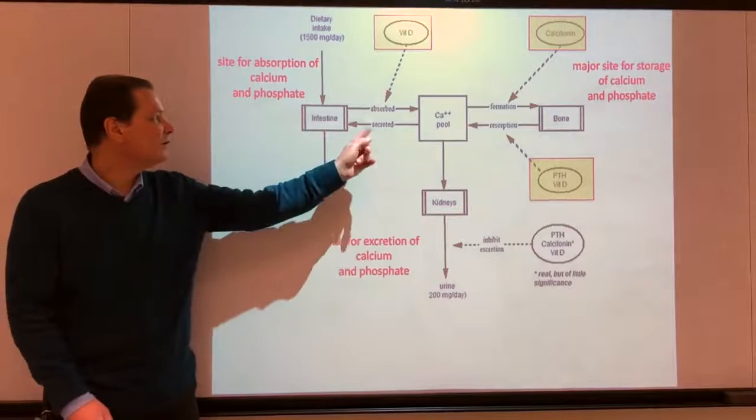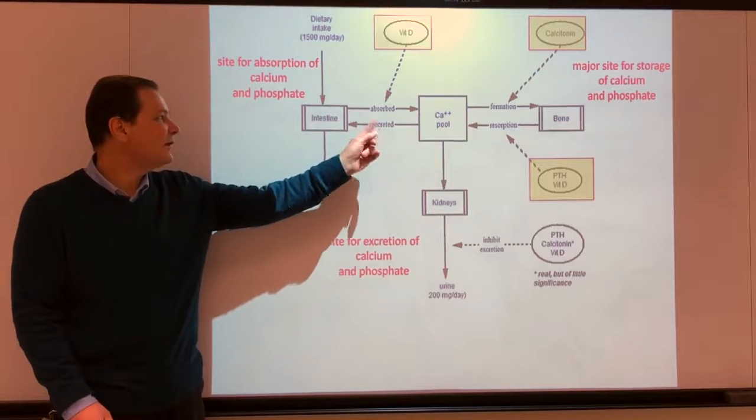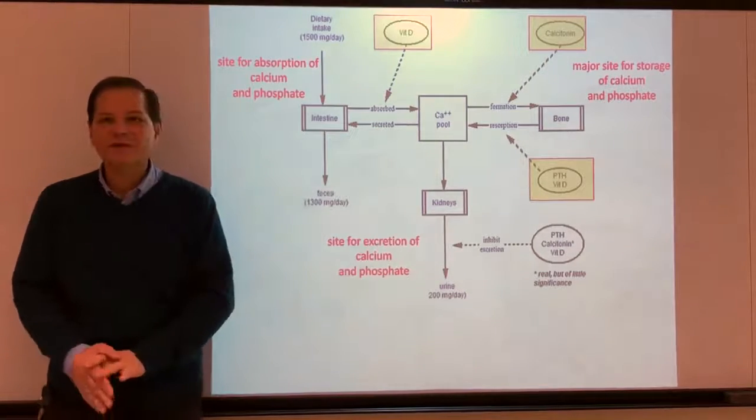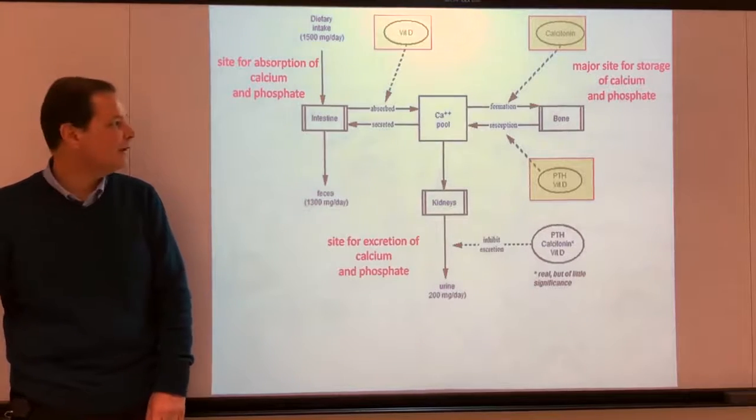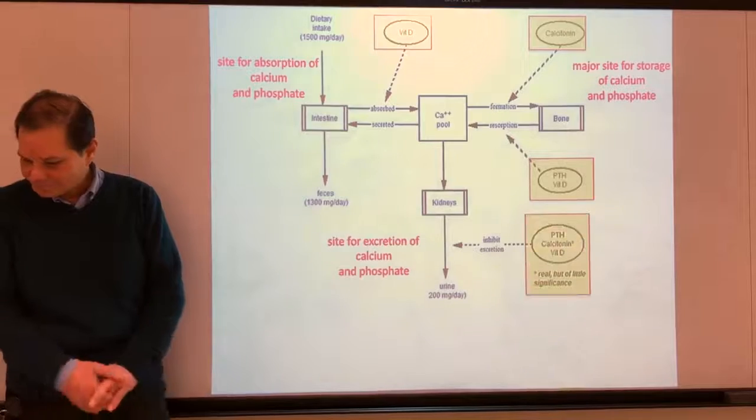Vitamin D is mostly involved in regulation of absorption of calcium and phosphate into the blood from dietary sources, so its primary action is in the intestine.